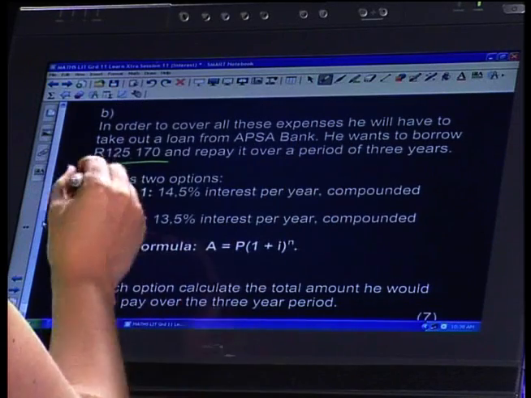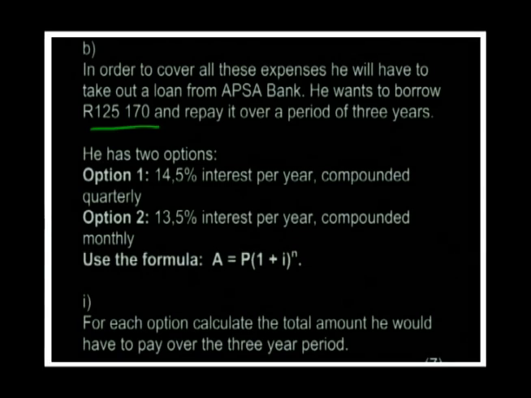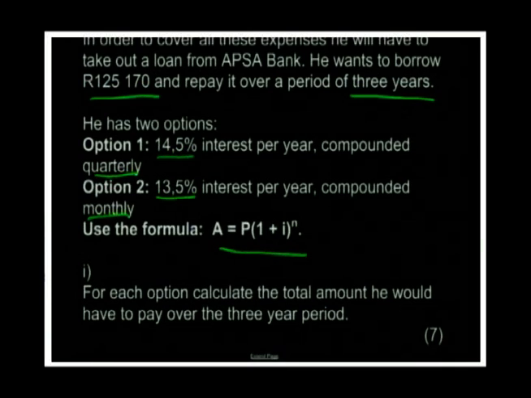Let's see what his options for borrowing are. He has two options. Option 1 was 14.5% interest per year, compounded quarterly. And option 2 was 13.5% interest, compounded monthly. And they give you the formula. They're going to give you the formula in the exam. So we've got the formula. How long did he want to borrow it for? We're going to have to go back and reread this. He needs to cover, that's our principal amount, and he's borrowing it for 3 years. So for each option, calculate the total amount he would have to pay over the 3-year period. So let's go through and do these calculations.